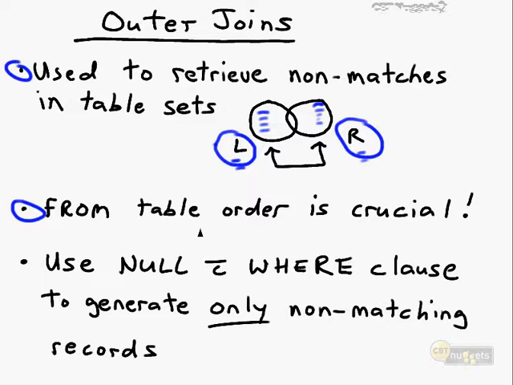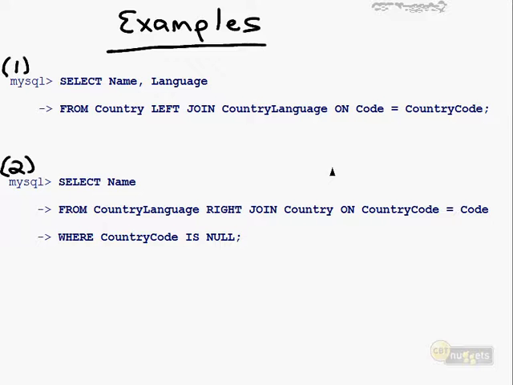If you want to do kind of the opposite, by opposite I mean instead of grabbing matching and selective non-matching records, you could grab only the non-matching records from the left or right side by simply inserting a where clause that specifies null for a particular value. Before we dive into the demo, let's look at some examples of using outer joins.